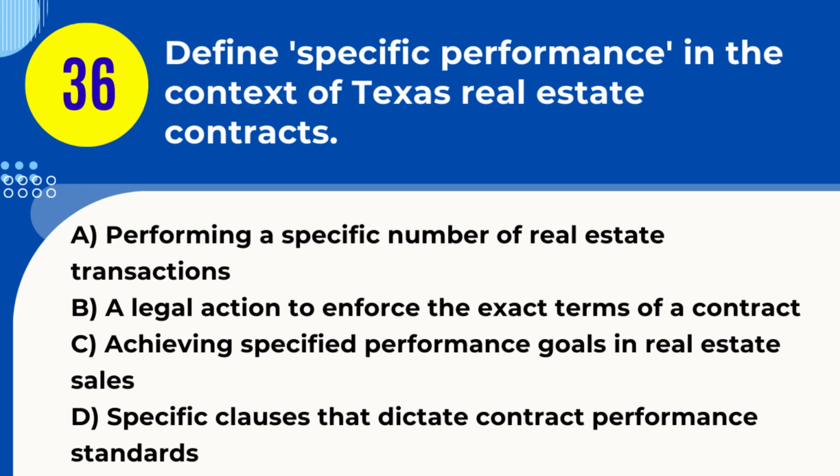Question 36. Define specific performance in the context of Texas real estate contracts. A. Performing a specific number of real estate transactions. B. A legal action to enforce the exact terms of a contract. C. Achieving specified performance goals in real estate sales. D. Specific clauses that dictate contract performance standards.